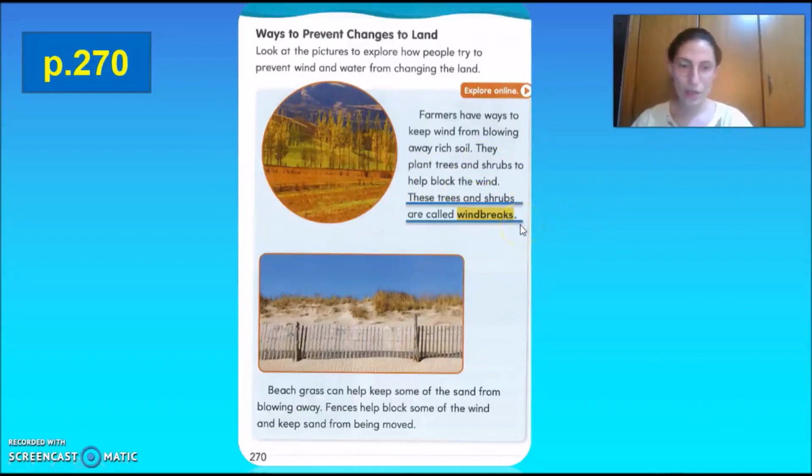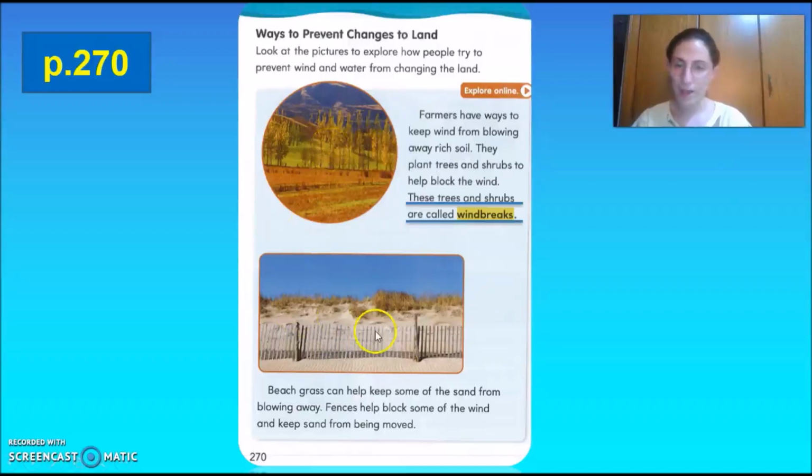Clear? So what are the windbreaks? They are the trees and the shrubs that create what? Excellent. That create this wall in order to break the wind and stop it from reaching the rich soil. That's why we call them windbreaks. Clear so far? So far so good? Great. So what are the windbreaks? They are the trees and the shrubs that the farmers plant in order to protect their land from erosion by wind and to protect the rich soil in their land. So these trees and shrubs will help block the wind.